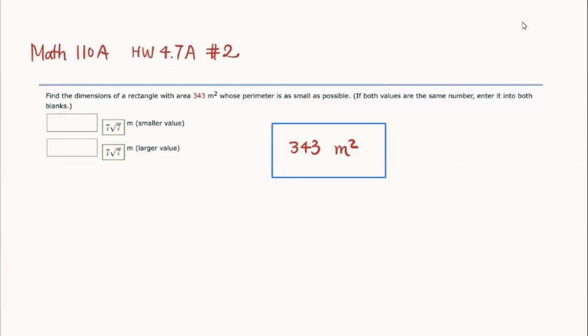So once I draw this picture, I'm going to organize the information and say what is given and what we are looking for. We're given the area here is 343 square meters, and we want to make the perimeter as small as possible. So we want to actually minimize the perimeter. And let's call this perimeter P.